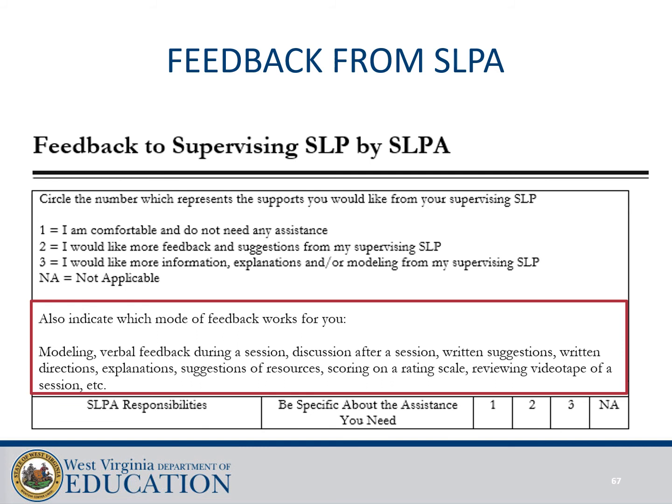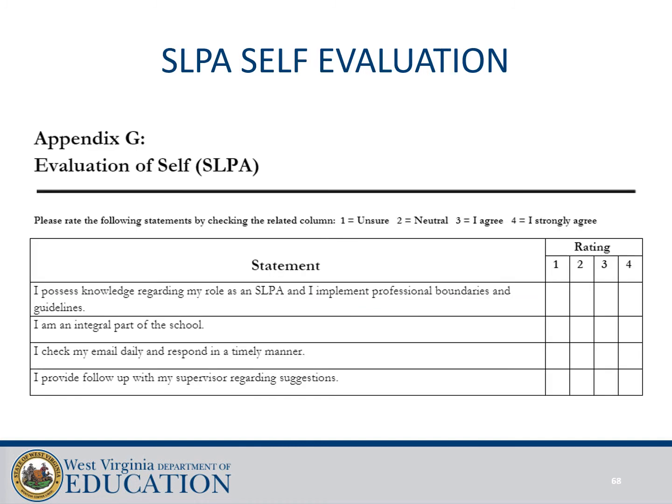As you can see, there is a space for the SLPA to indicate the type of assistance needed. This is where they would put modeling or verbal feedback or discussions, and encourage your SLPA to be very specific so you can be as helpful as possible. And self-evaluation is also a critical part of learning. Encourage your SLPA to do some self-evaluations. This will help you know their comfort levels and how they see themselves, and also help you provide the information and support your SLPA needs.